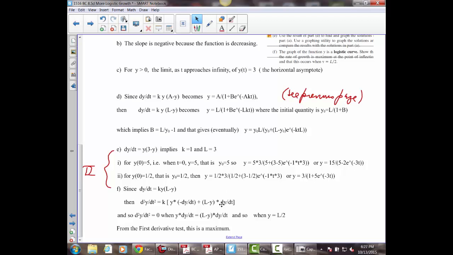So for the rate of growth to be a maximum, that means the derivative of the rate of growth would have to be equal to 0. So the rate of growth is already the derivative. So the derivative of that would be the second derivative. You'd have to set it equal to 0. So you go from the first derivative to the second derivative with a quotient rule, and you'd set it equal to 0, and that'll happen when y is equal to L over 2.